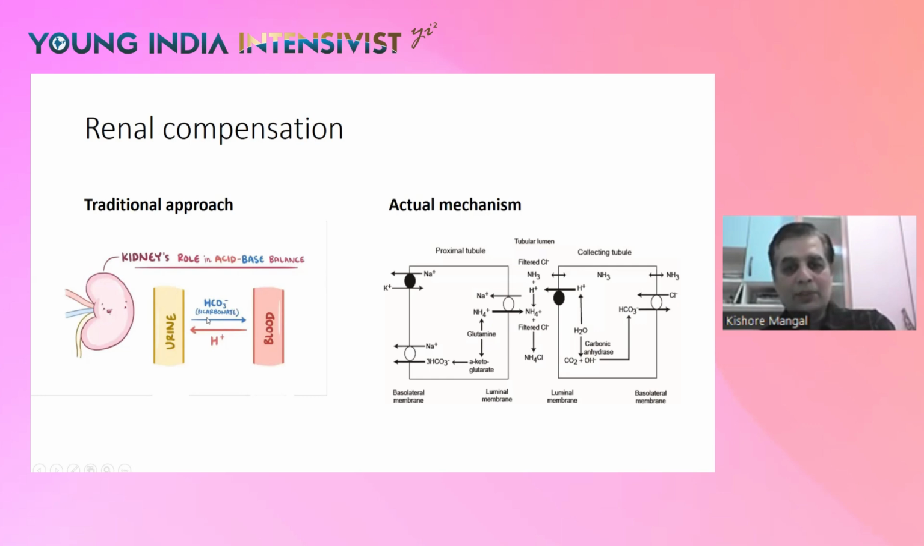But what actually happens? We know that we have the proximal tubule, we have the collecting tubule, we have many transporters, and sodium potassium transporter is there, bicarbonate sodium is there. Then we see here ammonium is getting transported into the tubule, chloride is getting exchanged, and ultimately H plus ion, which has to be removed from the tubular lumen, combines with ammonium, and then it is combined with filtered chloride, and it is excreted in the form of ammonium chloride.